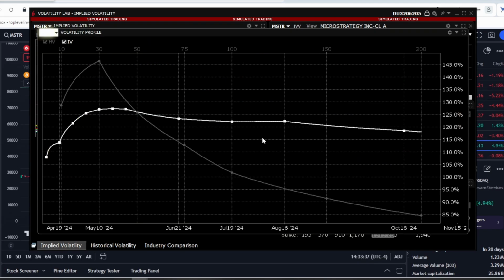Let's examine the historical and implied volatility to see what's happening. The historical volatility is represented by the gray line, and the implied volatility is the white line. As we can see, the white line indicates higher values than its historical counterparts, especially towards the further end, indicating higher implied volatility than historical volatility. What does this tell us?